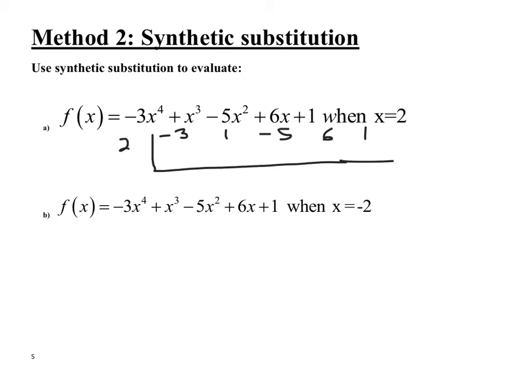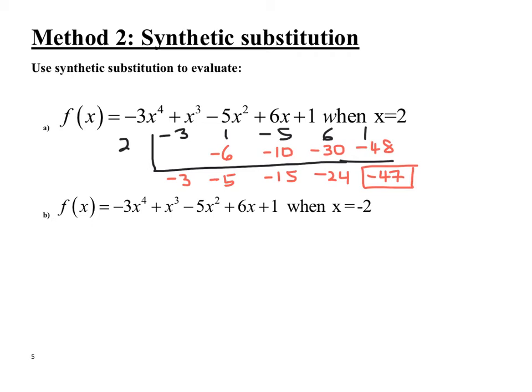And here we bring the negative 3 down. We multiply by negative 2. So we get negative 6. So this becomes negative 5. Then we multiply, we get negative 10. So here we get negative 15. Multiplied by 2, negative 30. So we get negative 24. Multiplied by 2, negative 48. And see here, we get negative 47. See, that's the same answer we got on the previous page.